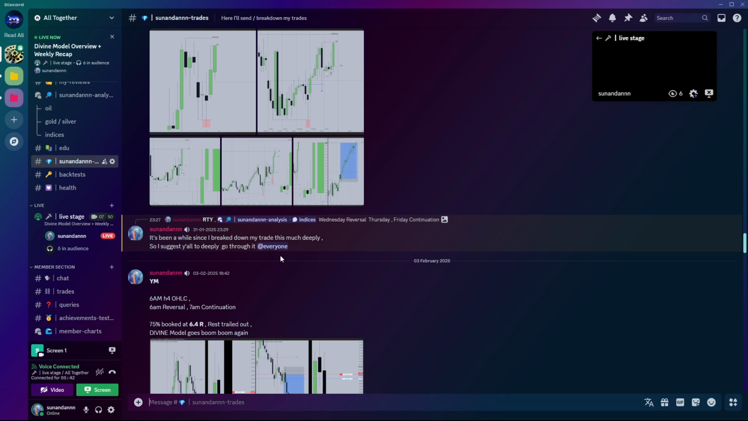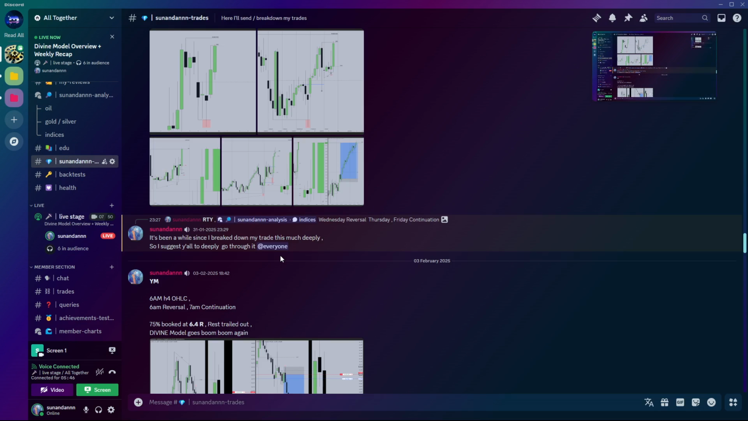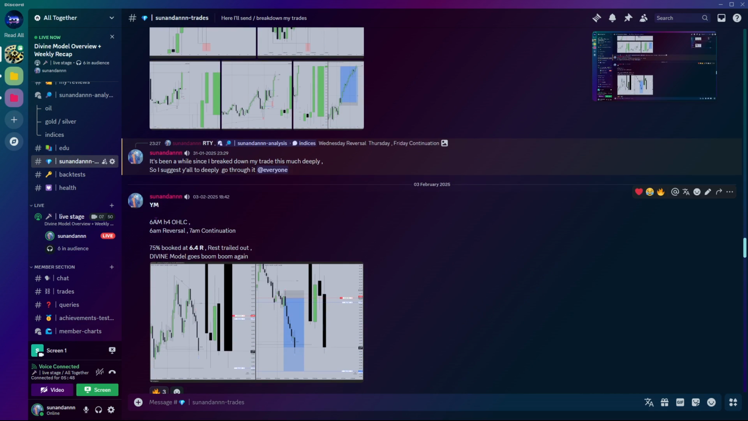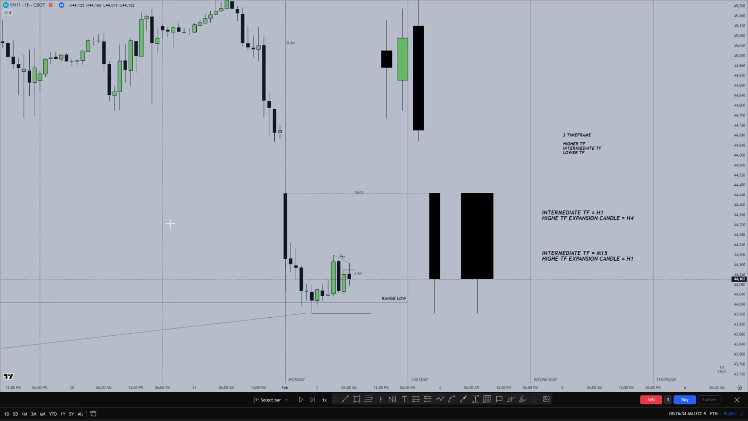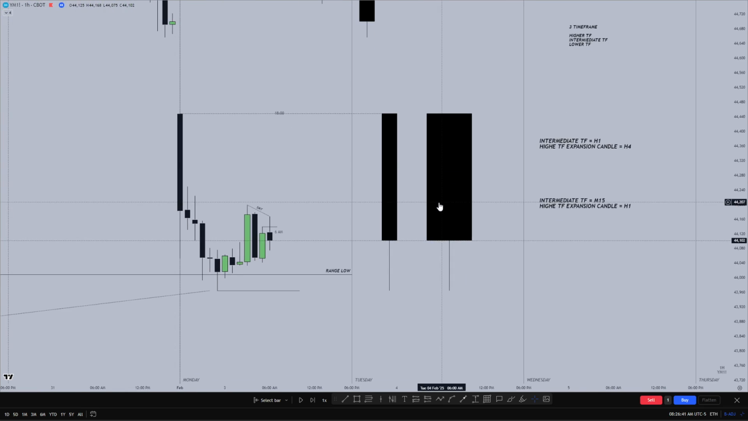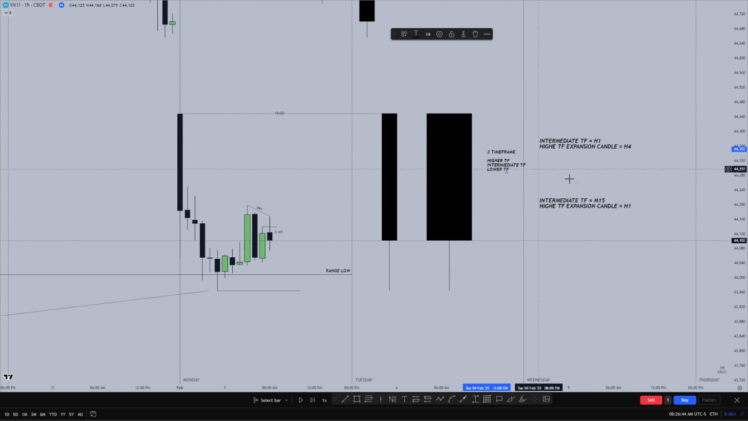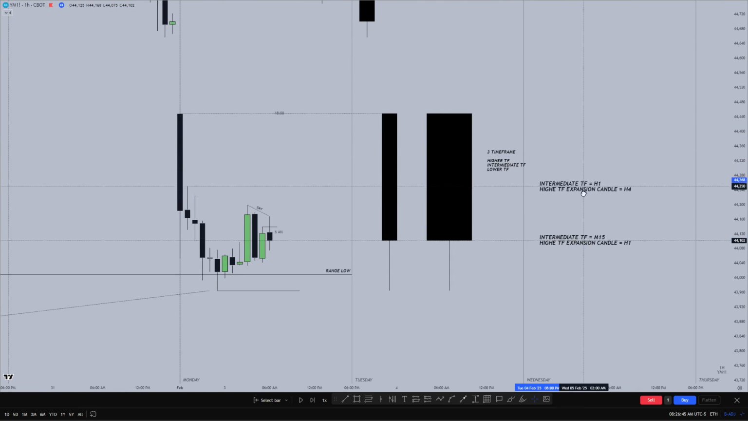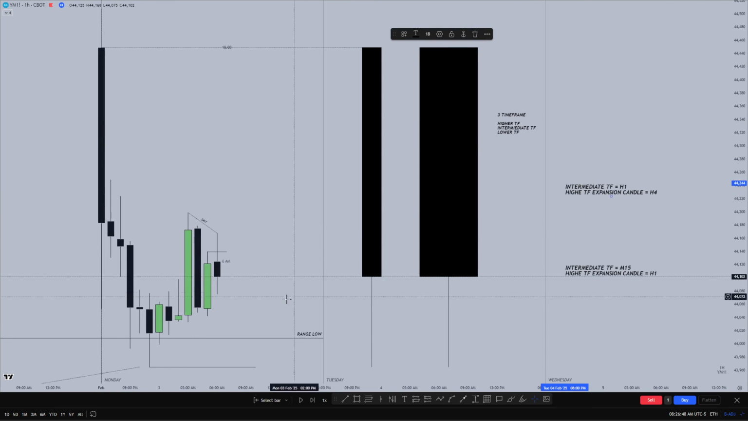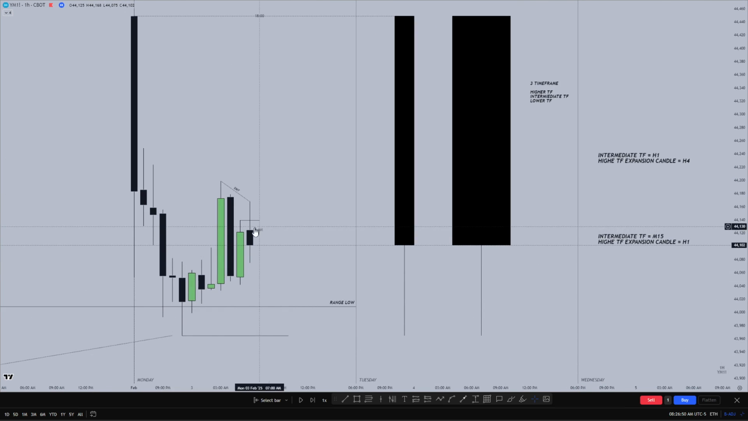I will deeply explain how I use expansion candles and how to align them. See, H4 expansion candle, H4 OHLC. I am using 6 a.m. reversal to 7 a.m. continuation, right? I have an idea in my mind that this 6 a.m. has formed a reversal to then expand till here. So 6 a.m. reversal, 7 a.m. continuation. 1 hour structure, intermediate time frame.